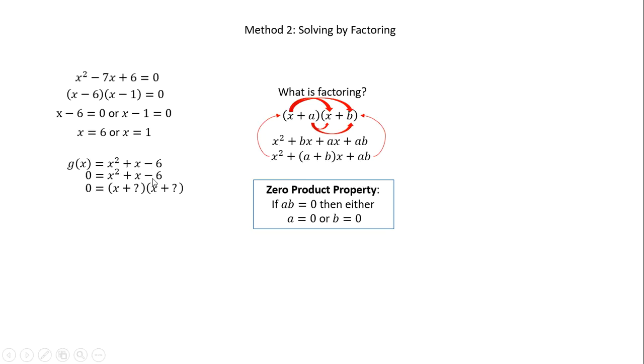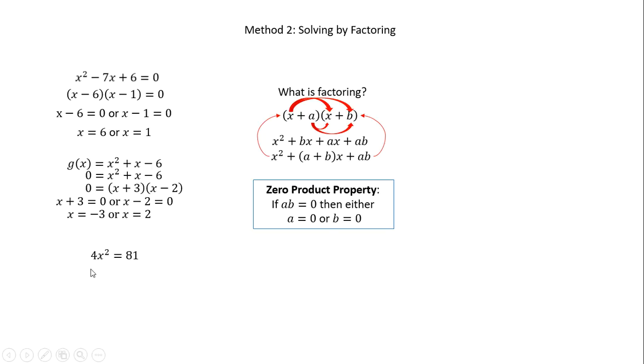3 and negative 2 will multiply to give us negative 6. When we add them, 3 plus negative 2 is 1. And then from here, we can solve each of these individually. x plus 3 equals 0, x minus 2 equals 0. So x equals negative 3 or x equals 2.